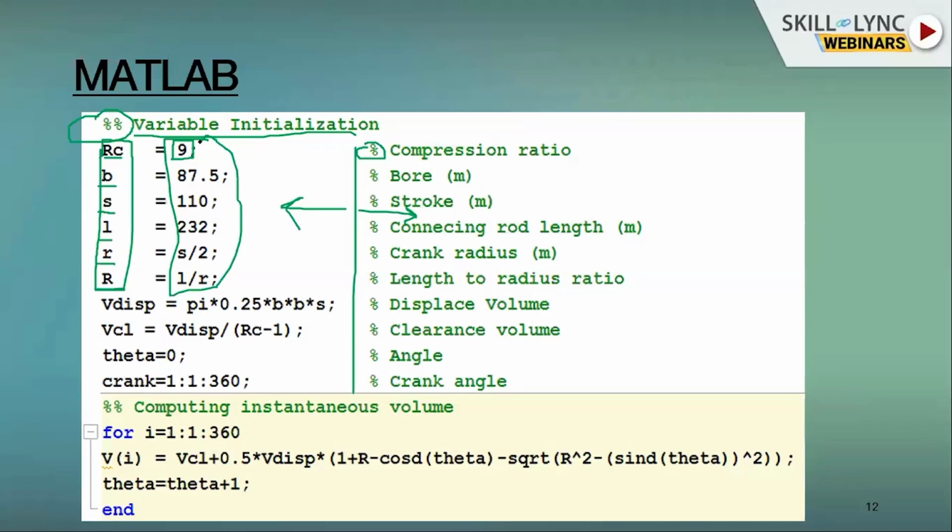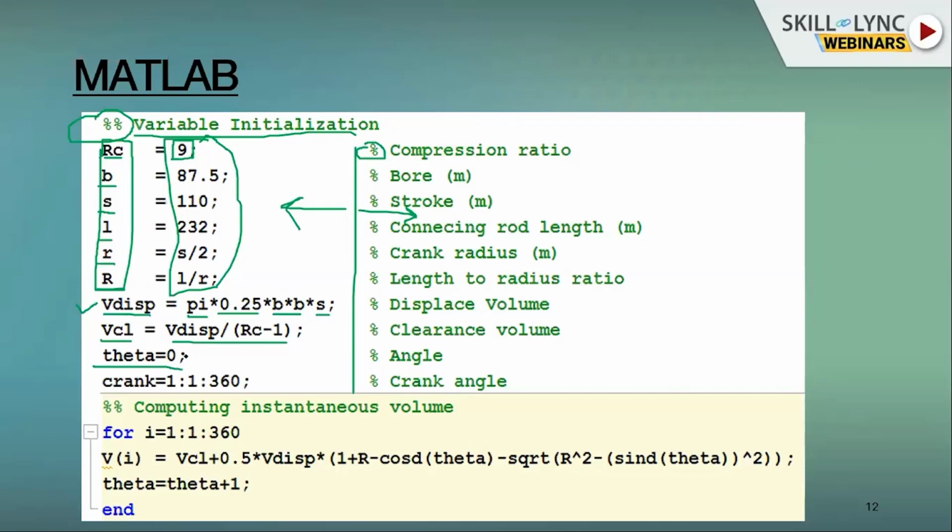So this is simply how we use it by hand. Same way we are doing here, and same way we are writing the equations, because we have to tell the computer what the volume is. So volume is pi by 4, b square into s. Similarly, I have written clearance volume, which is v displacement upon rc minus 1. Don't worry about those equations. We are just trying to see how we use this and how it is going to simplify our problems.